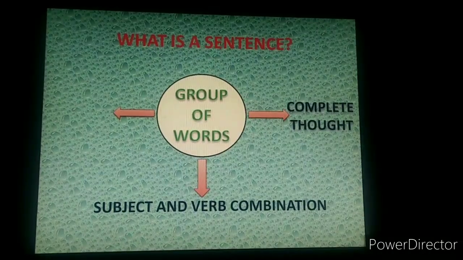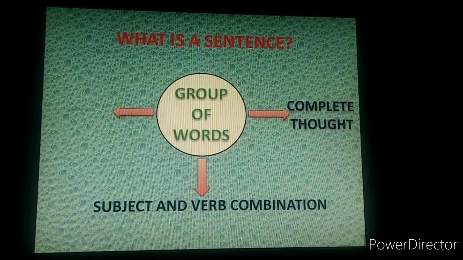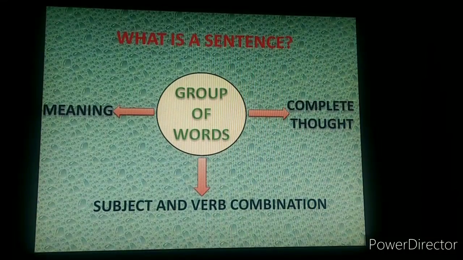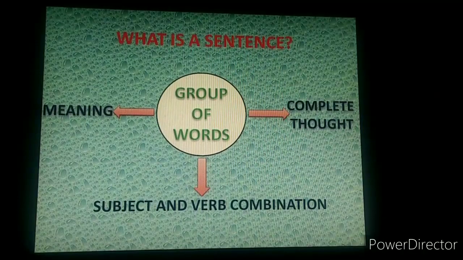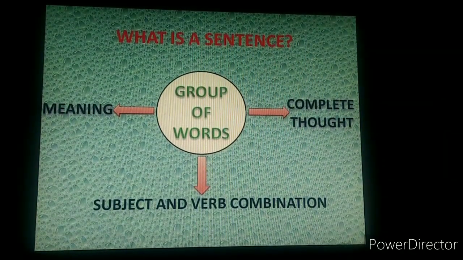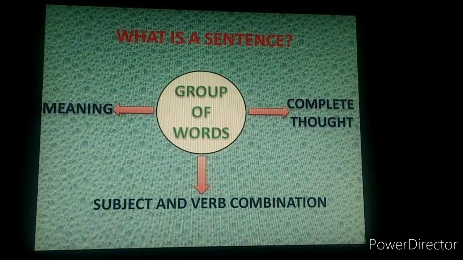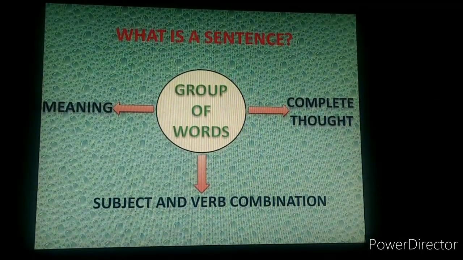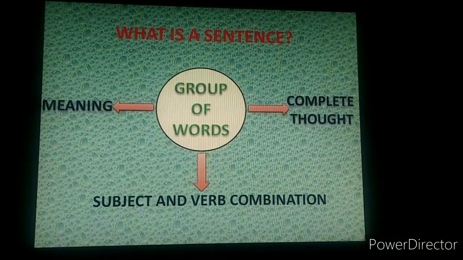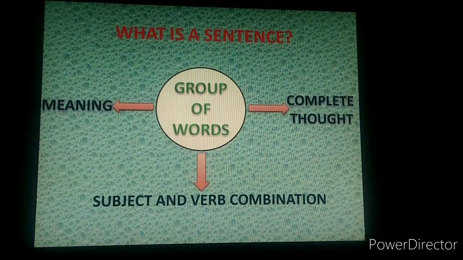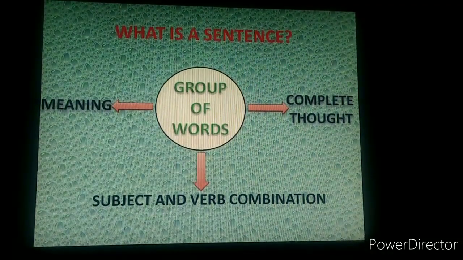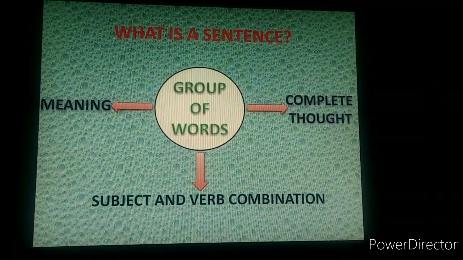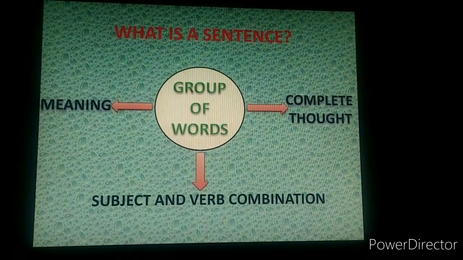So the third most important thing is the meaning. A complete sentence should have a meaning through which we can understand what the sentence is trying to say. So students, what is a sentence? A sentence is a group of words which has a complete thought. It is the combination of the subject and verb, and it should have a complete meaning. So here we are done with what a sentence is.